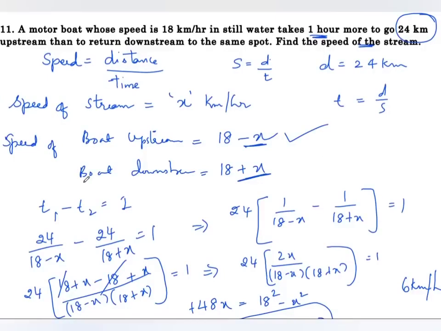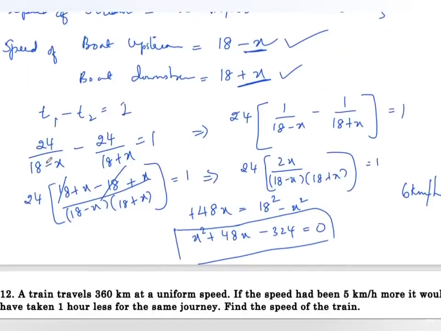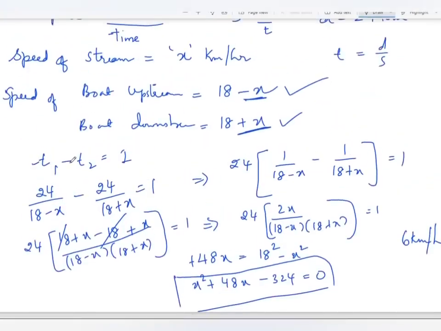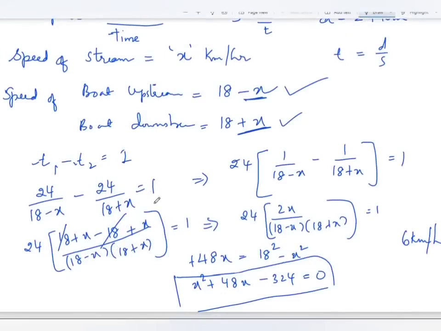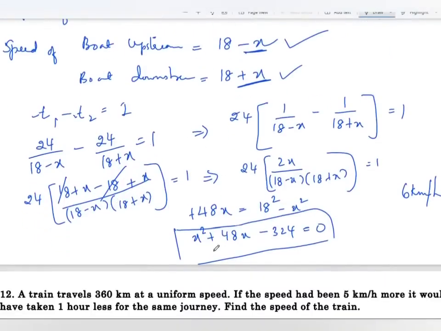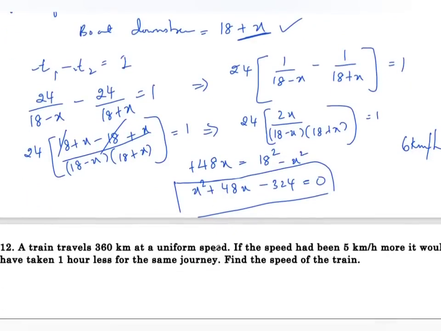In the same way, the speed of the boat downstream will increase, as it moves faster, therefore it is 18 plus x. The difference of the times taken, upstream minus downstream, is 1. So t1 for upstream is 24 by 18 minus x, minus 24 by 18 plus x. If we simplify, we get the quadratic equation x square plus 48x minus 324 equals 0.